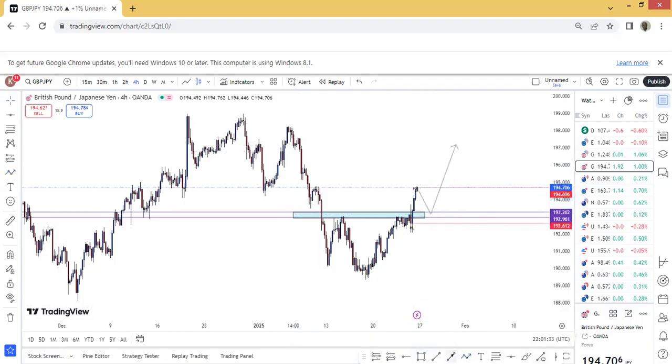So that is that. Let's do our summary. So we say weekly, we are bearish.